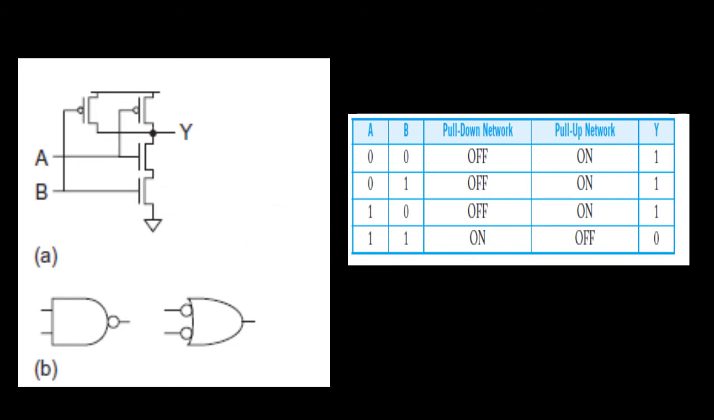So here, 0, 0 input. At that time, 2 PMOS transistors are switched on and 2 NMOS transistors are switched off. Therefore Y is equal to 1. Next case 0, 1. So 0, 1 means the first PMOS transistor is off, the second PMOS transistor is on, and the first NMOS transistor is off and the second NMOS transistor is on. Because for the second NMOS transistor we are giving 1 as input, so this transistor is switched on.